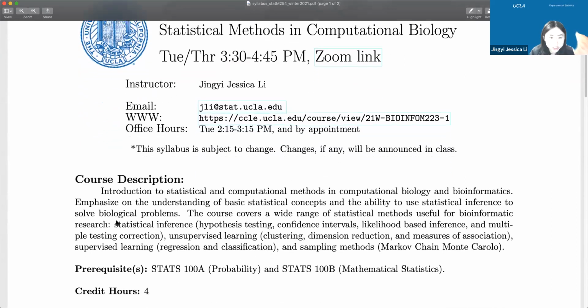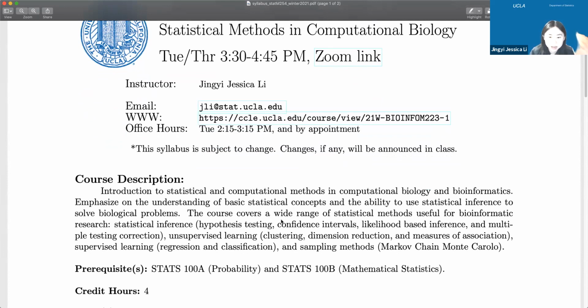As an introduction to this course, I'm going to introduce statistical and computational methods that are applicable to computational biology and bioinformatics. I will emphasize the understanding of basic statistical concepts and the ability to use statistical inference to solve biological problems. We will see the definition of statistical inference soon.